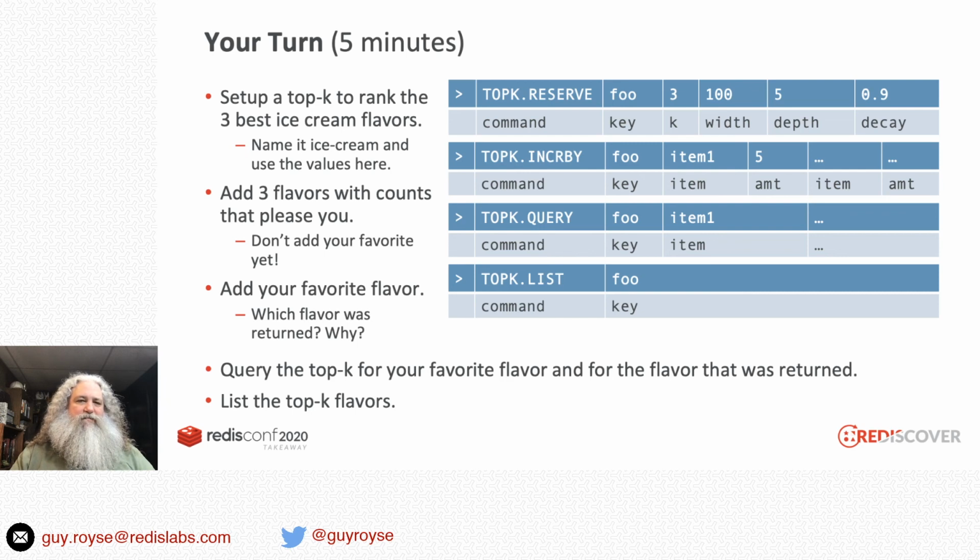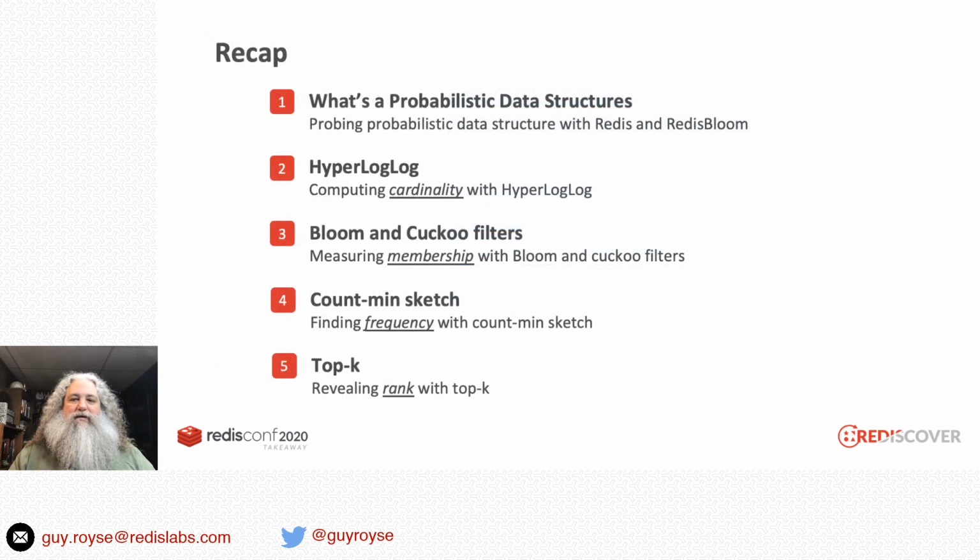All right, so how'd the exercise go? What was your favorite flavor of ice cream? What happened when you did the top K for your favorite flavor and the flavor that was returned? What should have happened is that your favorite flavor should have been in there, and the flavor that was returned should have been removed and would not be in there. And so hopefully that's what you saw. And hopefully this was a useful exercise to help you get your head around top K a little bit. So that's pretty much all I've got.